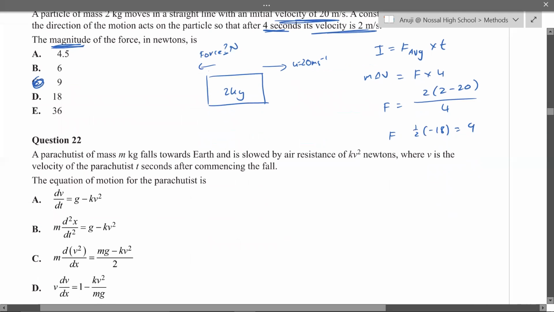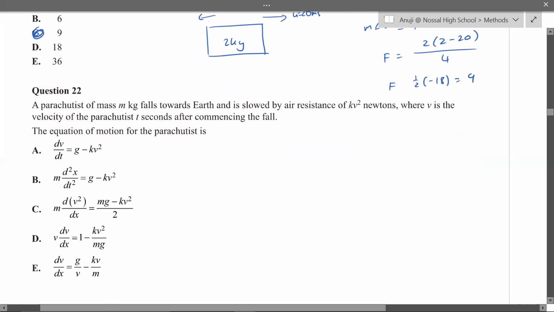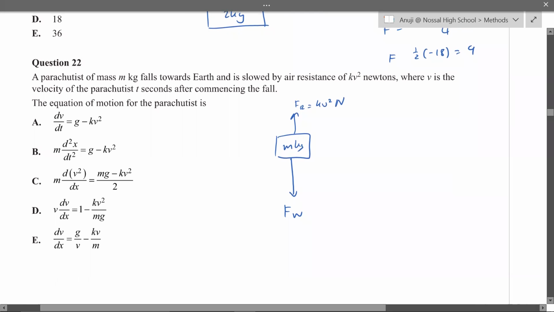So question 22, last question, it's saying that there's a mass and it's falling towards the earth, so it has a weight force, but it's slowed by air resistance, and I'll just write friction, and that has magnitude kv squared newtons, and v is the velocity, so it's going down with v, and it takes 2 seconds.